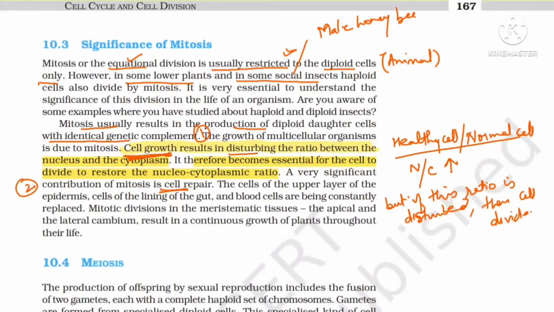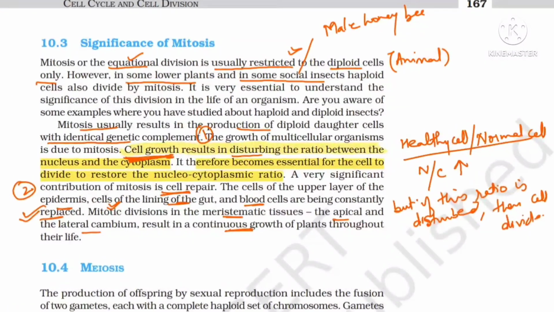Second important contribution of mitosis is cell repair. You know very well our epidermis, lining of gut, blood cells, all are constantly being replaced. If you know, meristematic tissues are also dividing by the mitotic division only. Apical meristem, lateral cambium, they are responsible for continuous growth of the plant throughout the body. So I think so up till here, beta, mitosis is clear. Now let us see the summary part.